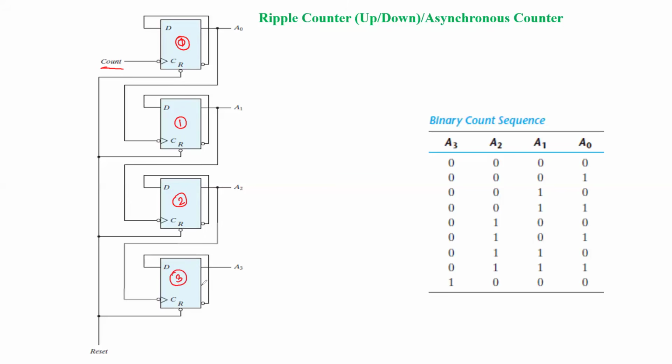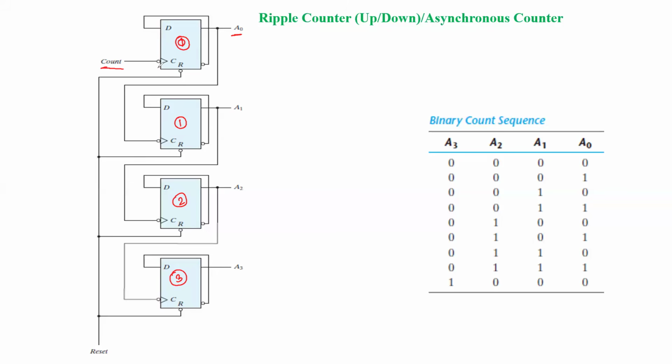Now here, if you see the construction part, only the 0th flip-flop is given the clock pulse. That is given here as count. And the output of the previous flip-flop, that is the output of the 0th flip-flop, which is a D flip-flop, here A0 is going to be the clock pulse for the next flip-flop. So the output of the previous flip-flop is going to trigger the next flip-flop. Like this, successive stages take place.